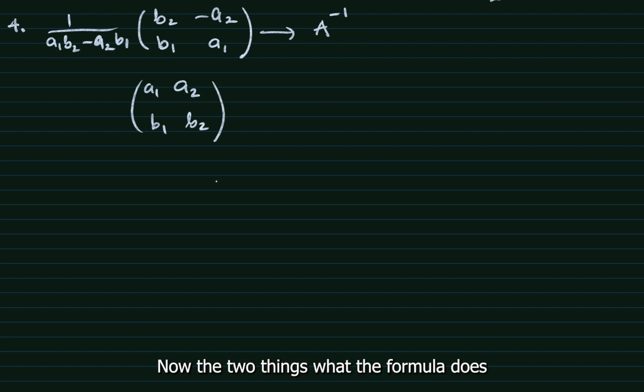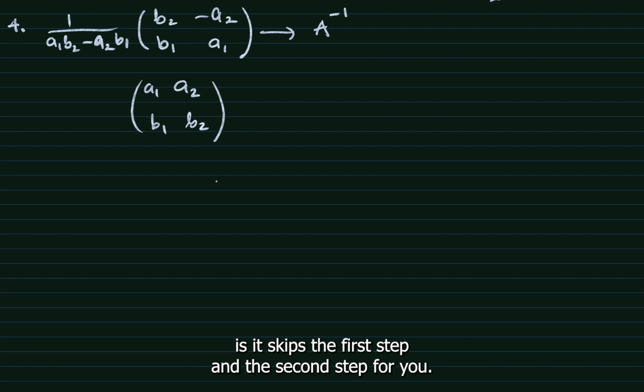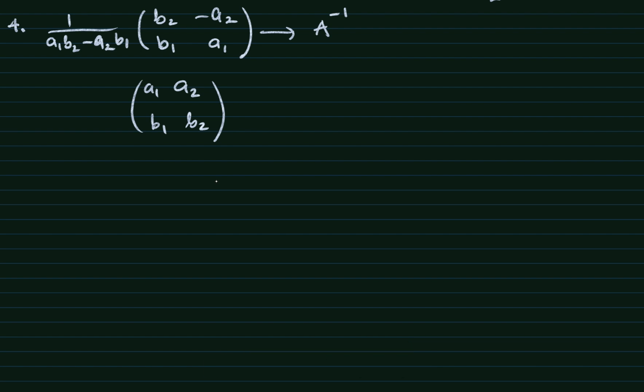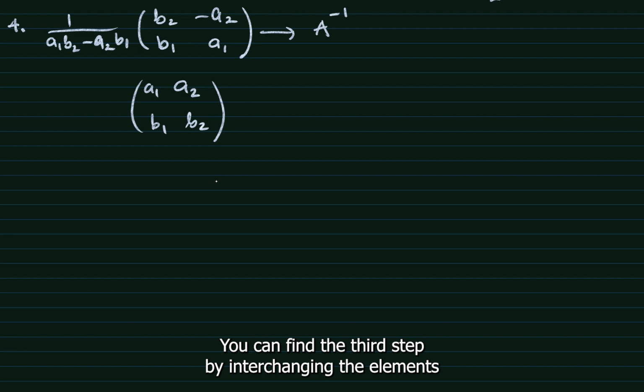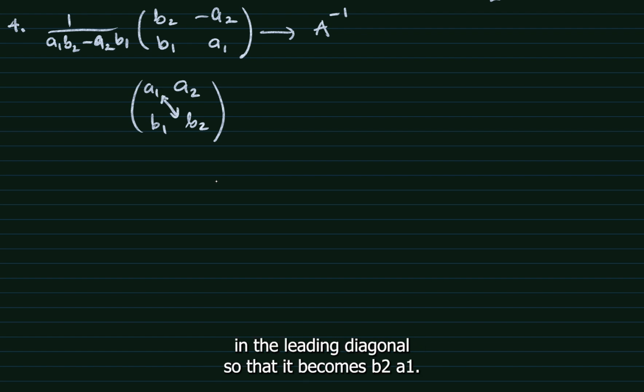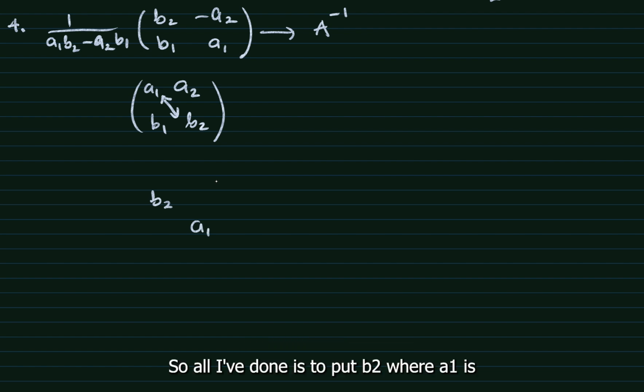Now, there are two things. What the formula does is it keeps the first step and the second step for you. You can find the third step by interchanging the elements in the leading diagonal so that it becomes B2, A1. So all I've done is to put B2 where A1 is and put A1 where B2 is.